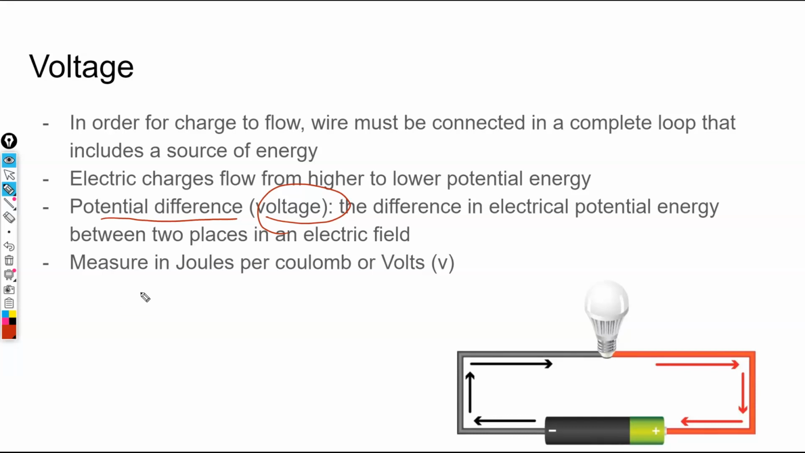And we usually measure voltage as either volts, which you see on batteries all the time, or joules per coulomb, which is a volt basically. Okay, but they mean the same thing. 1 volt is a joule per coulomb.